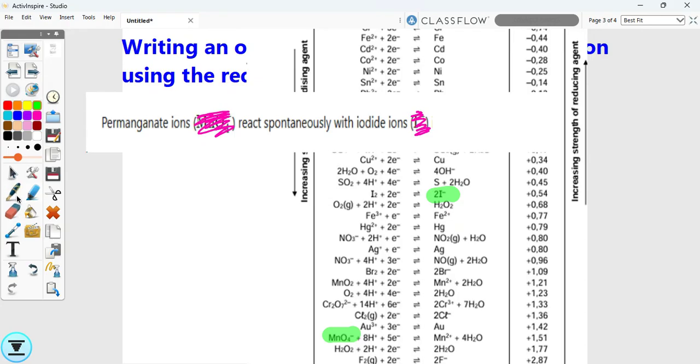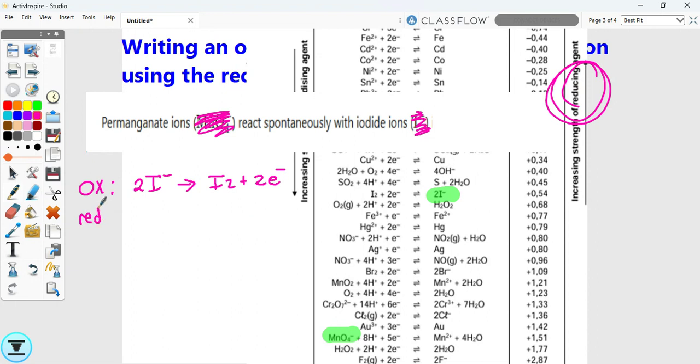Now the table again helps you. It tells you that this is my reducing agent. So we know already reducing agents are going to get oxidized, and the table tells you that as well, because it can actually only go that way. So you can now go and write down that half reaction. The oxidation half reaction is going to be 2I minus gives me, one-way arrow again, I2 plus 2 electrons.